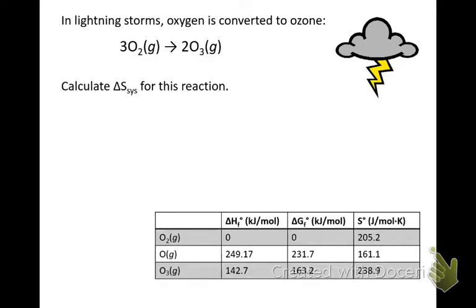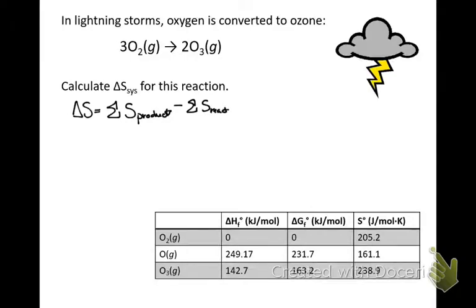We can calculate the delta S for a reaction using values from Appendix G, like in this one. In lightning storms, oxygen is converted into ozone, and we can calculate delta S for this reaction. We said that delta S for a reaction equals the sum of the standard molar entropies for the products minus the sum of the standard molar entropies for the reactants.